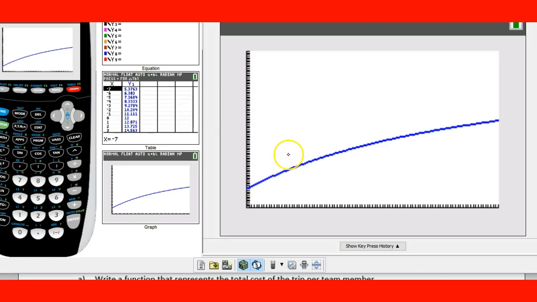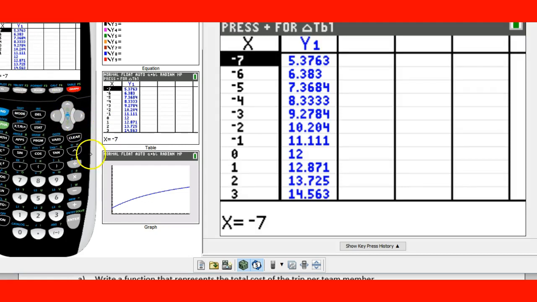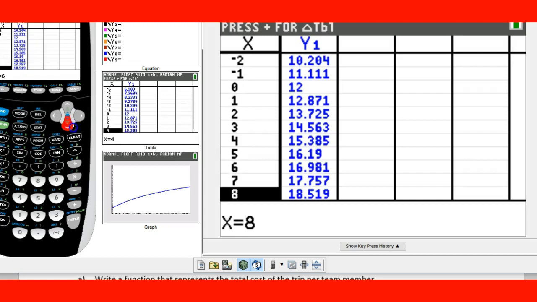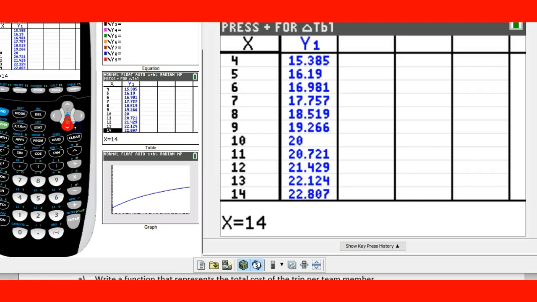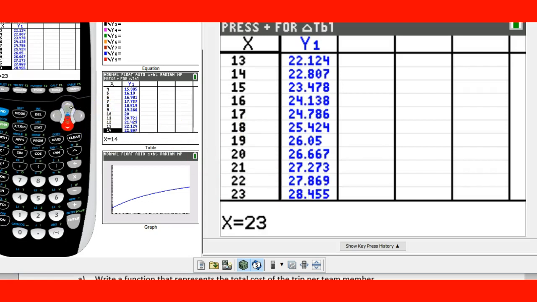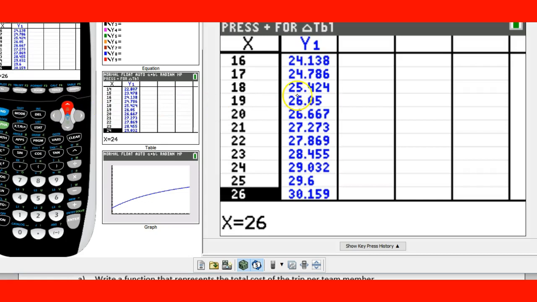Now it says use the graph to estimate how much salt must be added to create a 25% solution. Well, I think we can go to our table and look for 25% solution. So 25% solution would just be our y, right? So let's see, 25% solution.